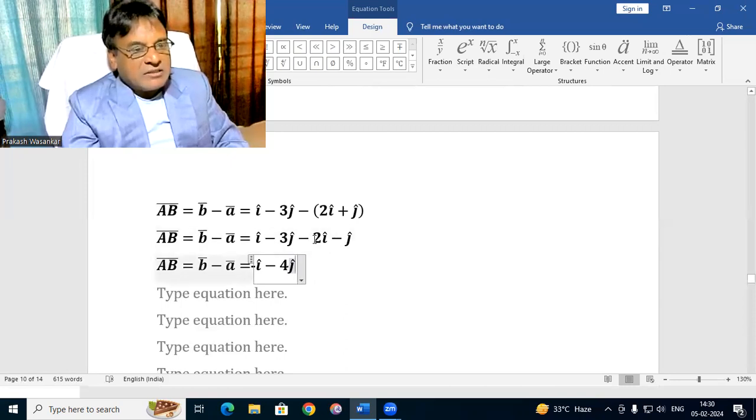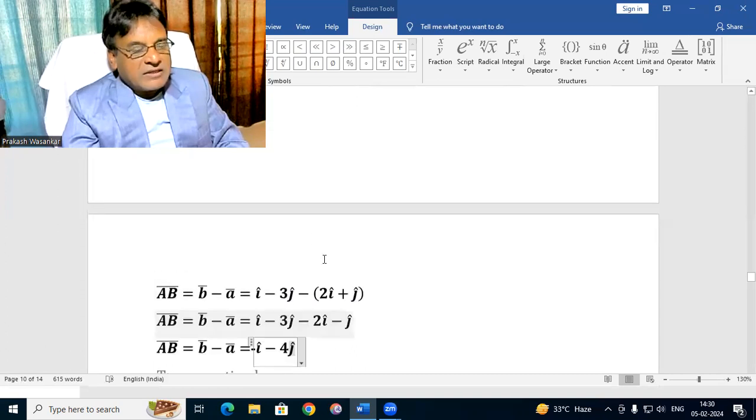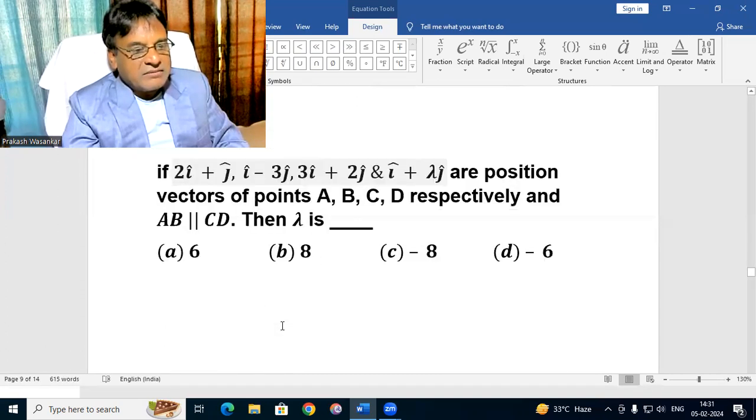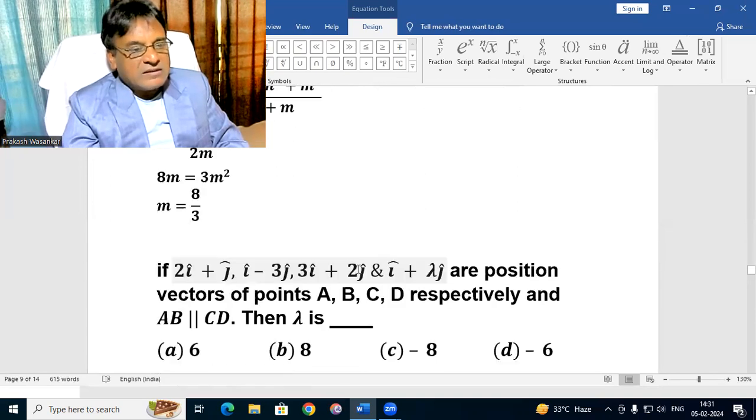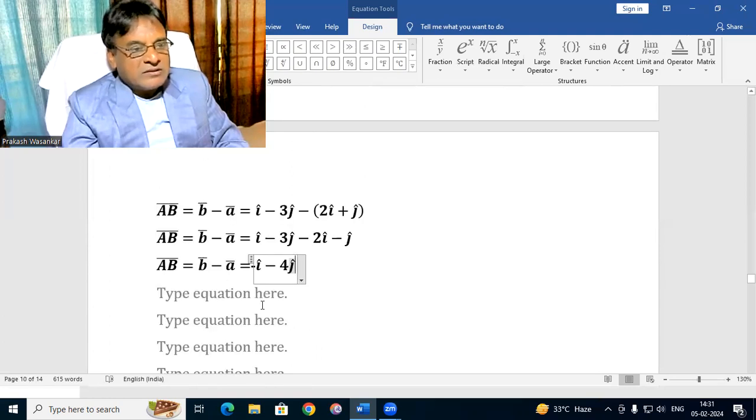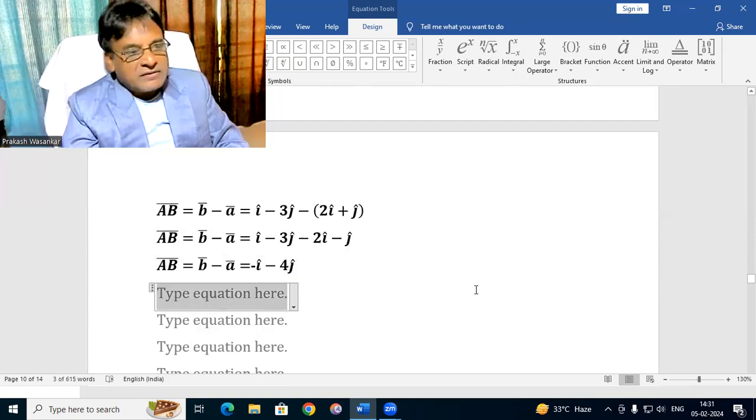Again we repeat this: B bar is i minus 3j, minus A bar, and A bar is 2i plus j. So i minus 3j, multiplied by the negative sign: minus 2i, negative positive, negative, minus j. Therefore, AB bar equals B bar minus A bar, equals i minus 2i, which is minus i, and minus 3j minus j, which is minus 4j.